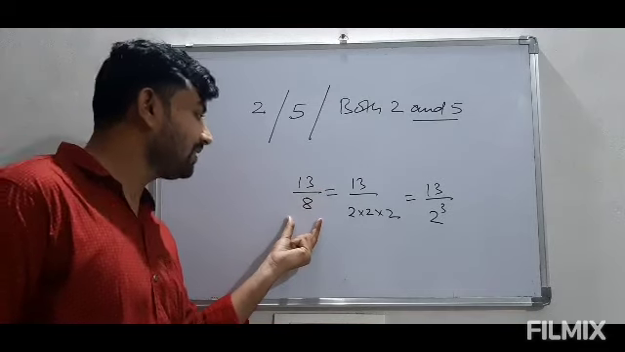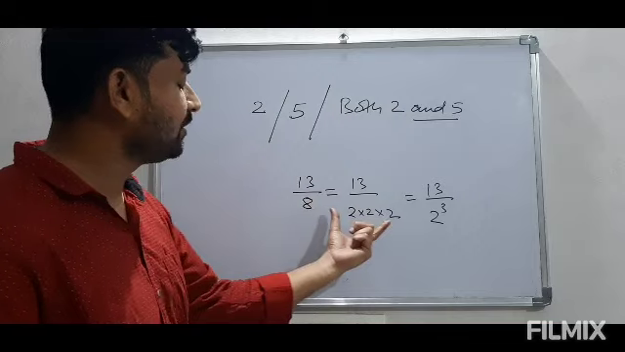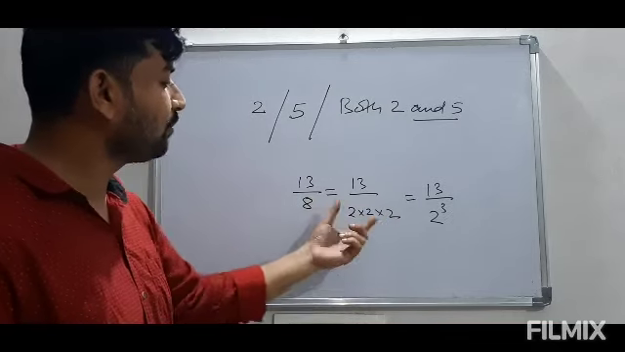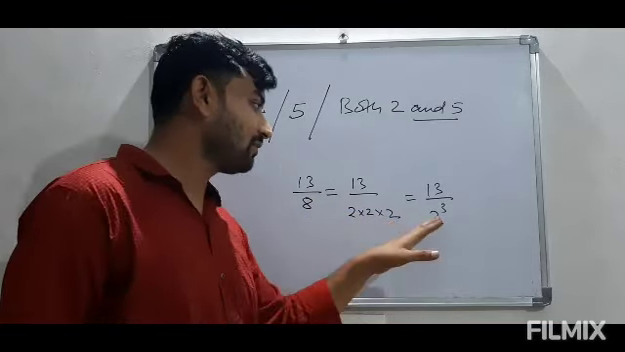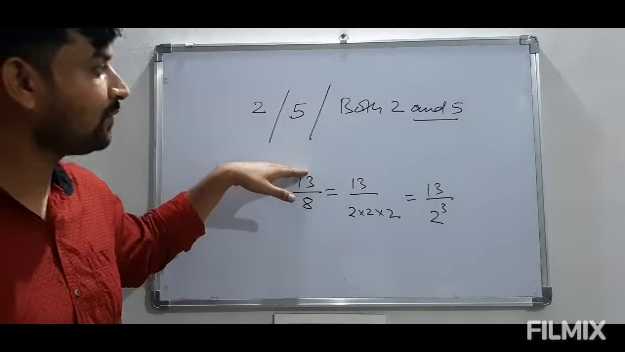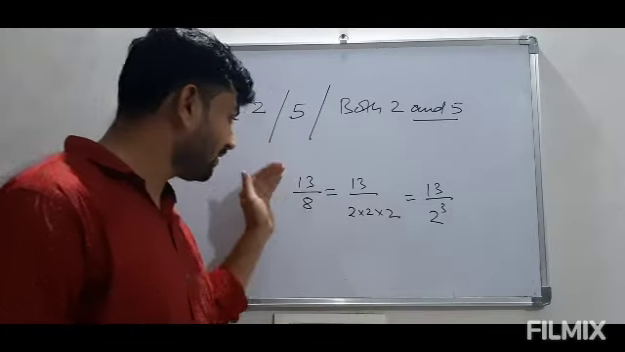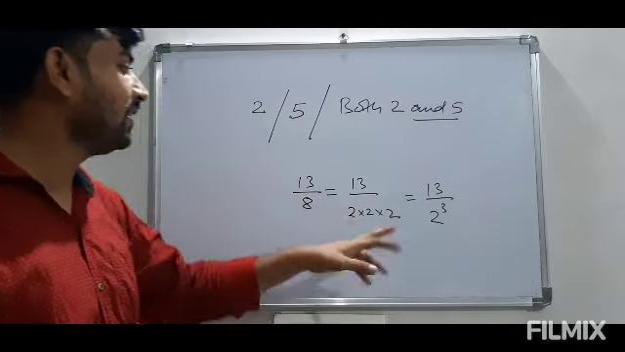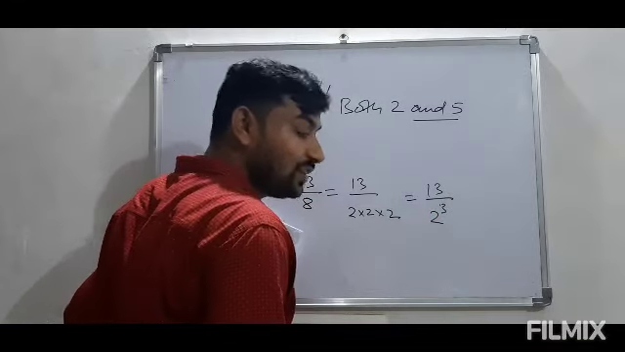This can be easily found out, as the denominator has only factors 2 into 2 into 2. Only 2 is there in the factors, as we discussed. It can be 2, it can be 5, or it can be both. Then the decimal expansion of that rational number will be terminating. So here the power of 2 is coming out to be 3.